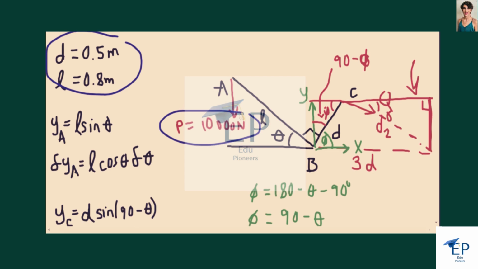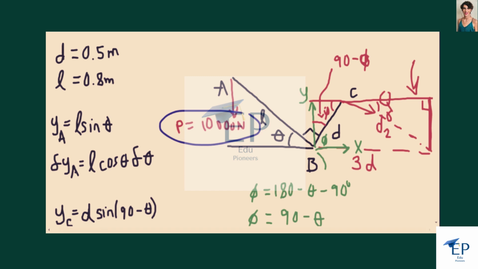So I drew a diagram of what's going on here. We've got a force P going downward of 10,000 newtons. And I'm calling the force of the hydraulic cylinder Q. I'm also using some trigonometry such that if we know what theta is, then I'm going to call this phi right here.